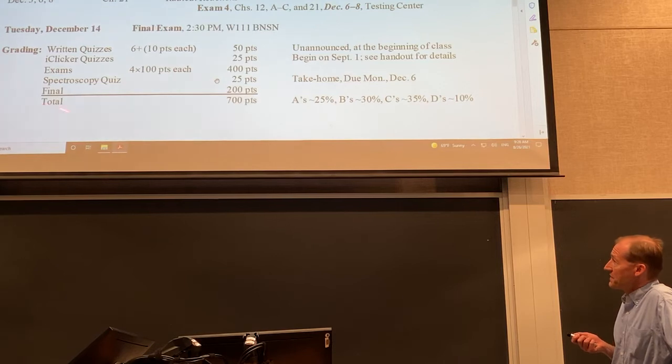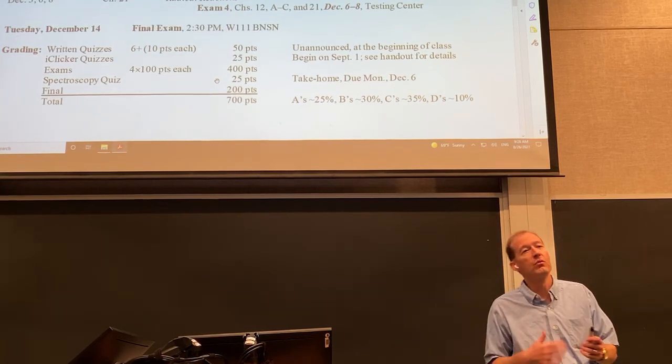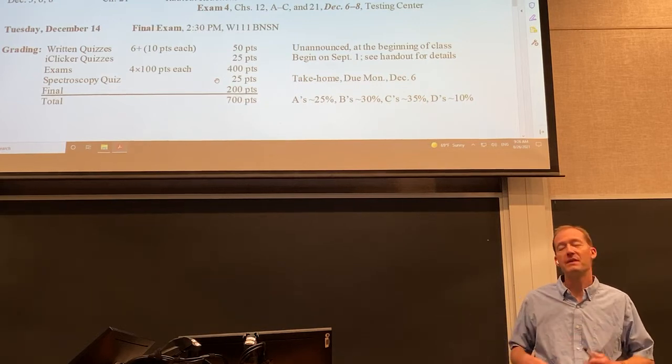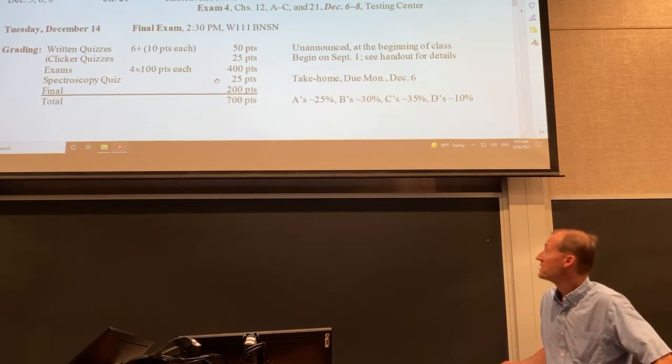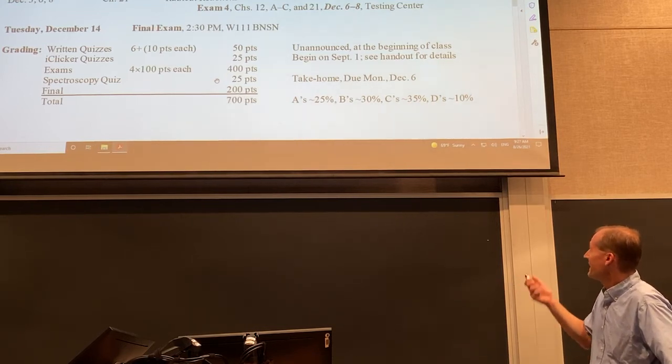And then we'll have another assignment, a spectroscopy quiz. This will be a take-home quiz. The spectroscopy material we'll be covering in chapters A, B, and C lends itself well to a take-home quiz format. So we will have a take-home quiz at that point in the semester. Now over here, you will see a grading scale.